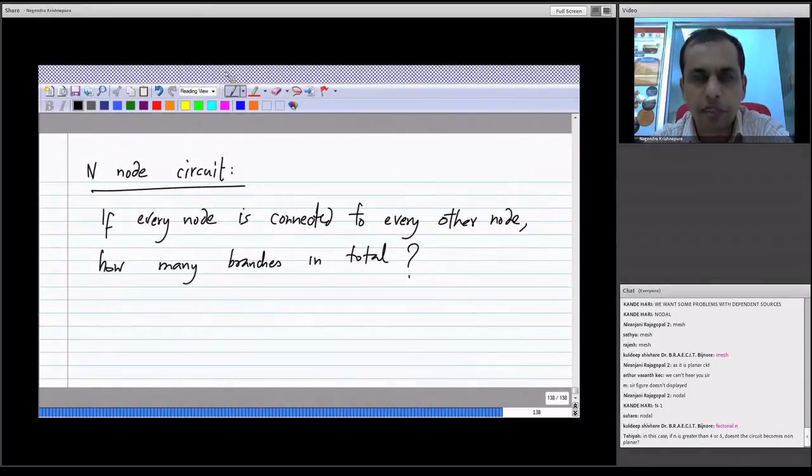Okay. So please think about this. If every node is connected to every other node, how many branches in total? And also please think about everything we have discussed with nodal and mesh analysis.